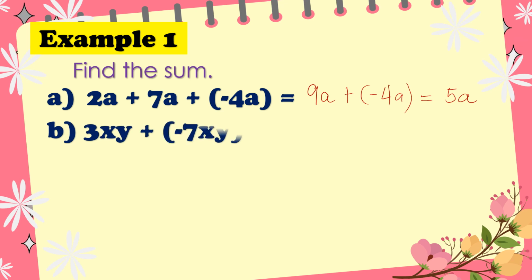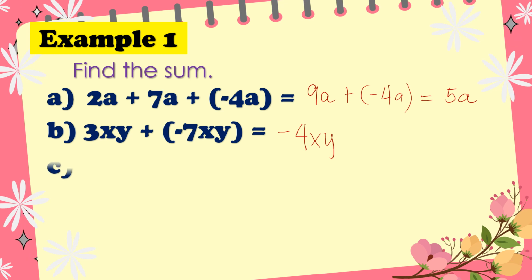So, next is 3xy plus negative 7xy. So, they have unlike signs. So, pag in-add natin yung 3 and negative 7, what we will get is negative 4. And then, copy natin yung common literal factor nila, which is xy.